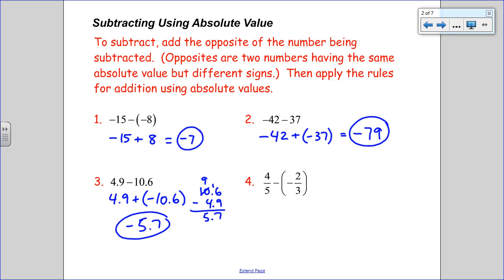One final example involving fractions. 4/5 minus negative 2/3 can be rewritten as the addition problem 4/5 plus 2/3. Now to add these fractions, we just need a common denominator. So we'll rewrite these two fractions using the denominator of 15. So we have 12/15 plus 10/15 for a total of 22/15.